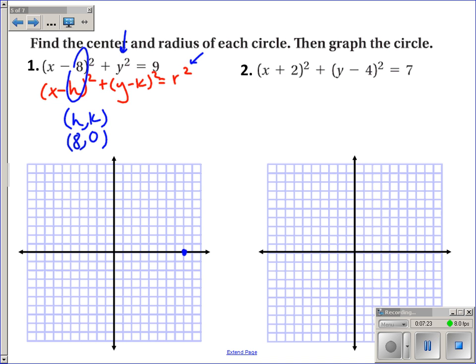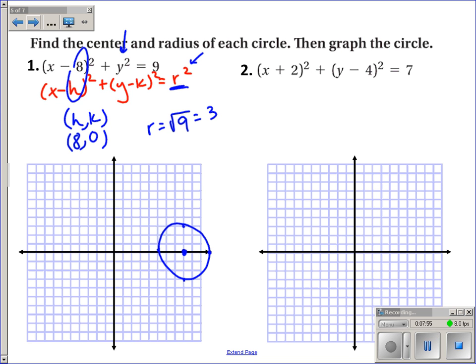Okay, now the radius of our circle is not 9, because what we found is r squared. So if r squared is 9, what number squared is equal to 9? Well, r would have to be the square root of 9 or 3. So I'll just go over this way 3. I'm off the graph a little bit. Over this way 3. I go up 3. I go down 3. I just sketch a circle that would go through those 4 points. Okay, and that's the circle.